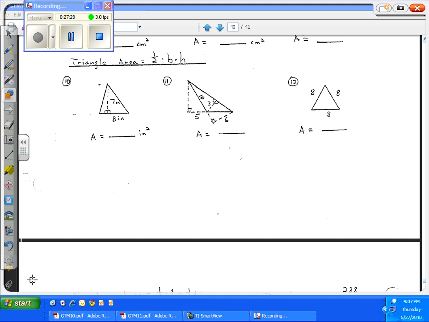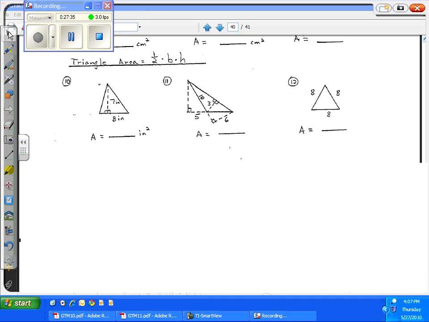A triangle is half of a rectangle and half of a parallelogram. So its formula is half of their formula, half base times height. So we have area is 1/2 base times height. So we're going to get area equal 1/2 times the base. The base is the bottom. Times the height. The height is how tall it is if it's sitting on its bottom, and how tall it is straight down. 7 inches.